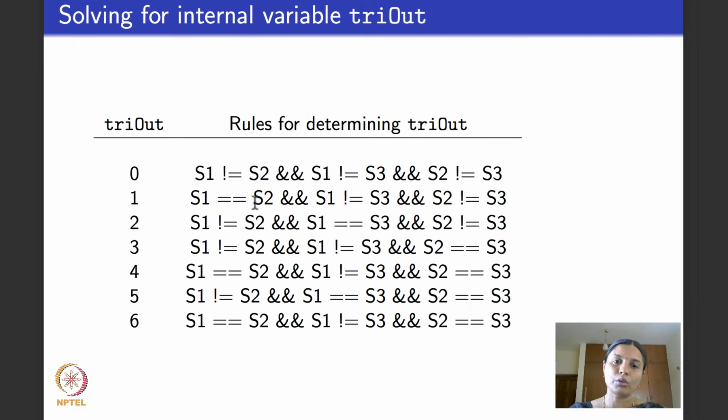Similarly, tryout will be 1 if one set of sides are equal, let's say side 1 is equal to side 2 and the other two are different. Similarly for 2, 3, 4, 5 and 6. Right? These are the values that tryout will take.